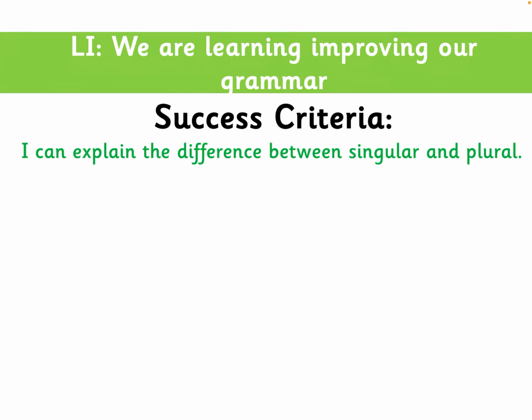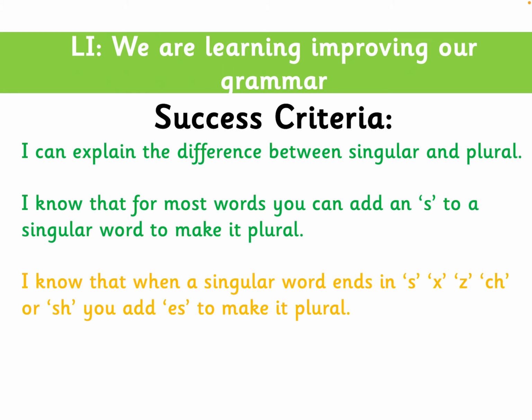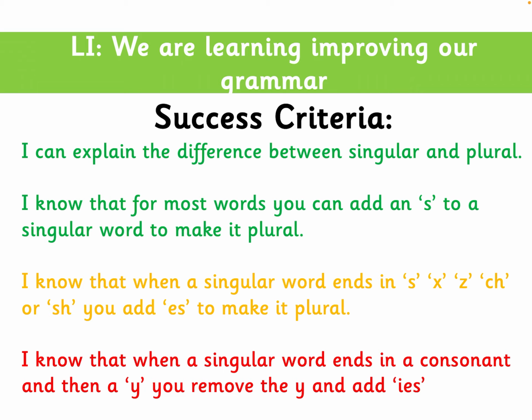So let's recap. We know the difference between singular and plural is if it's singular, it's just one of the items. If it's plural, then there are more than one. For most words, therefore, you can just add an S to make a singular noun a plural noun. However, with words that end in S, X, Z, ch, or sh, you need to add ES. When a singular word ends in a consonant and then a Y, you remove the Y and add IES. If it ends in a vowel and then a Y, you just add an S.